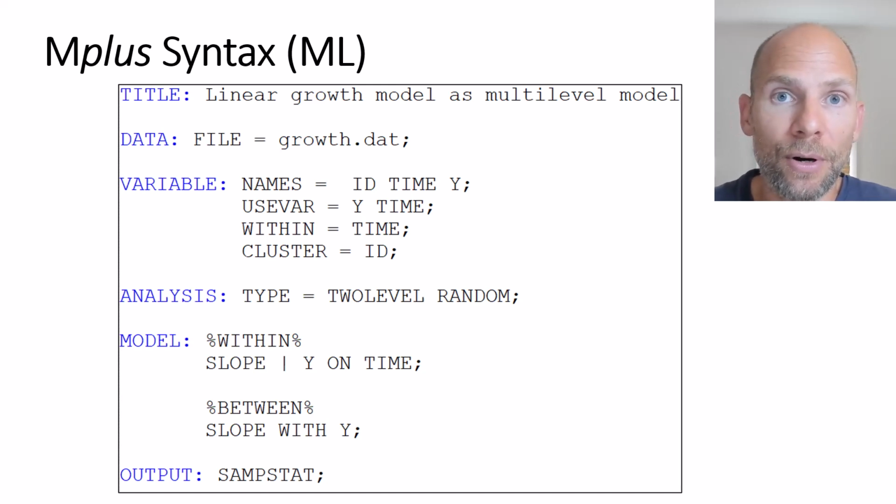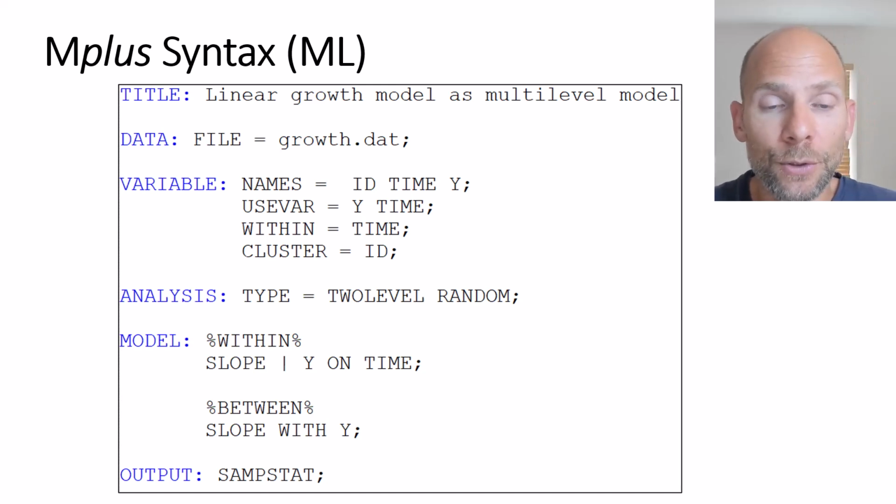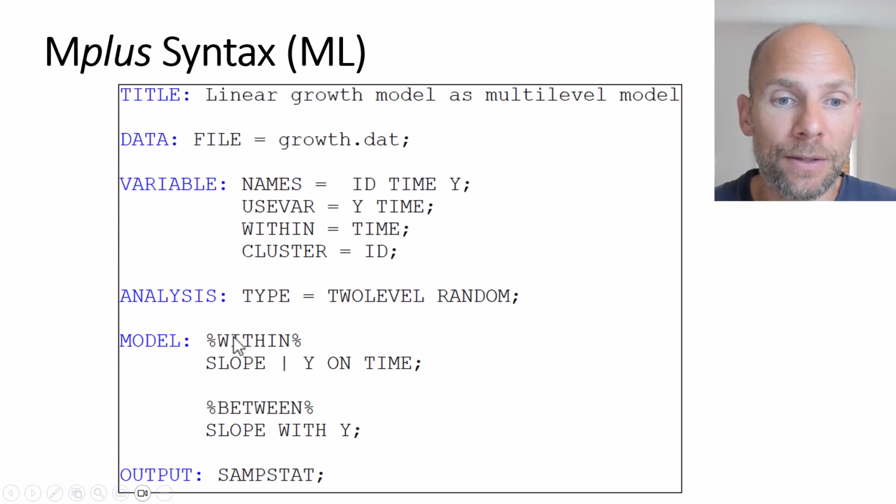So within persons, we have our level 1 model, and then between we have the model that's between individuals at level 2. And so within consists of a command that specifies a random slope in the regression of y on time using this command, slope y on time.